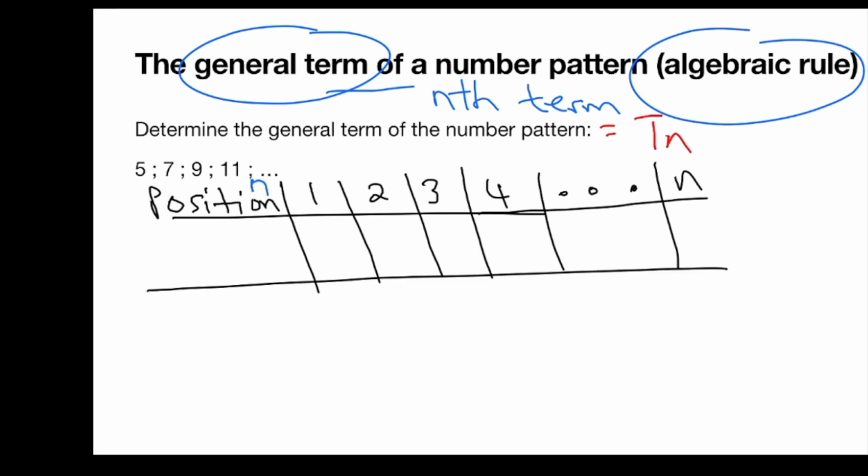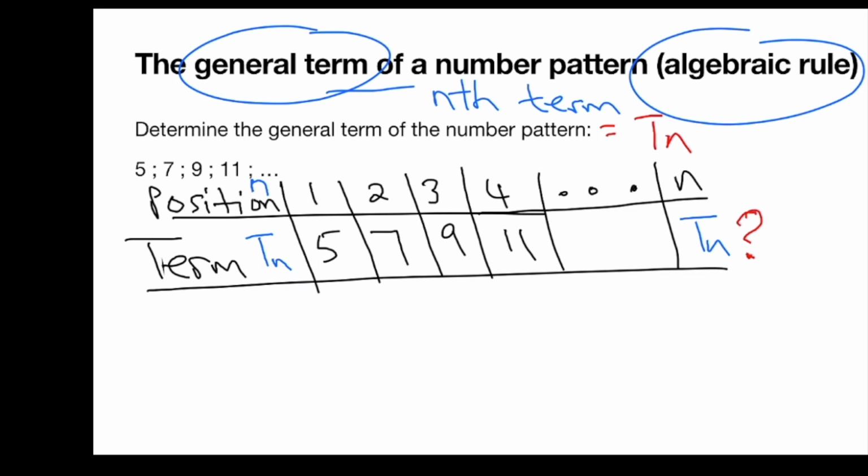And then the term itself is what we shall call Tn. So in position n, there is a term called Tn, which means the nth term. We know that from this number sequence, in position 1, we have a 5. It's given there. In position 2, we have a 7. In position 3, we have a 9. And in position 4, we have 11. So our question is, what is in position n? In other words, what is Tn equal to?